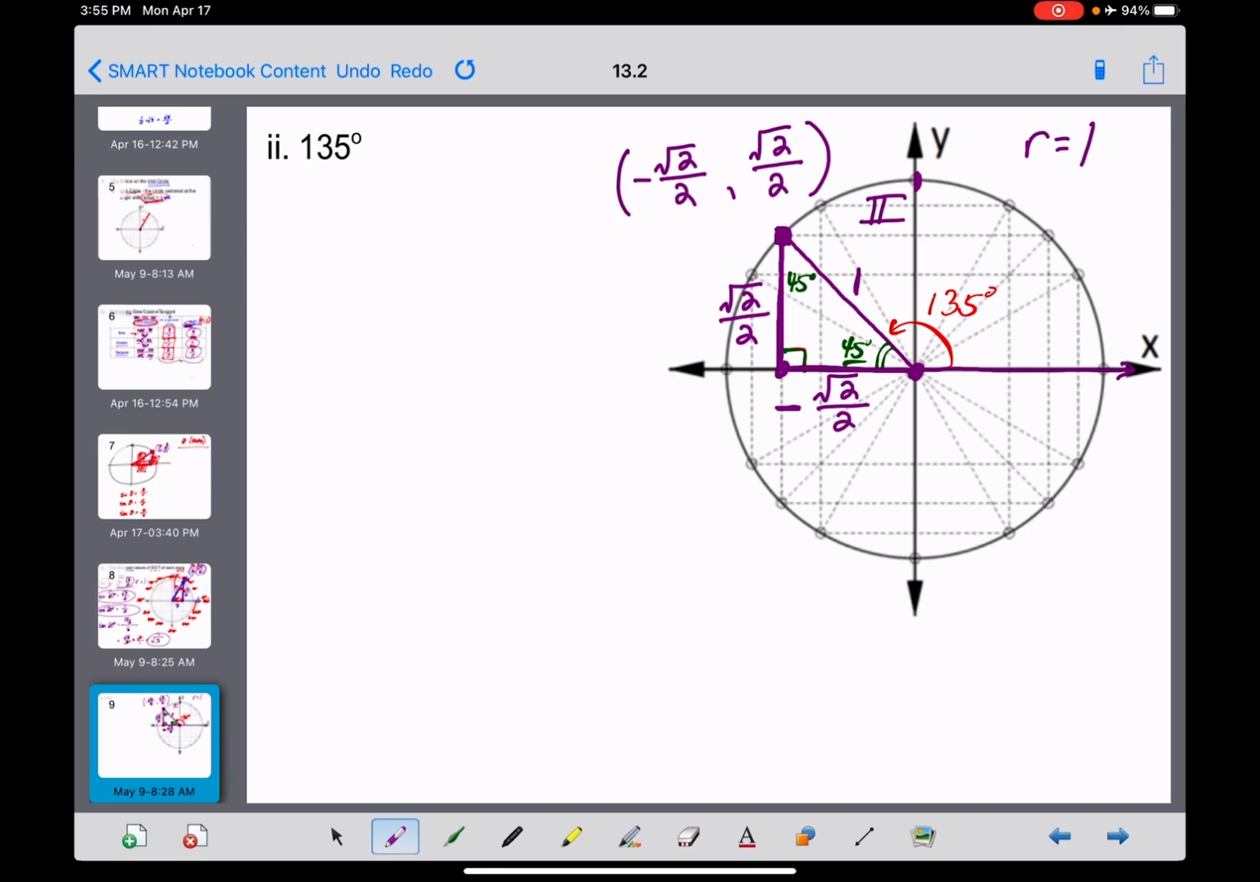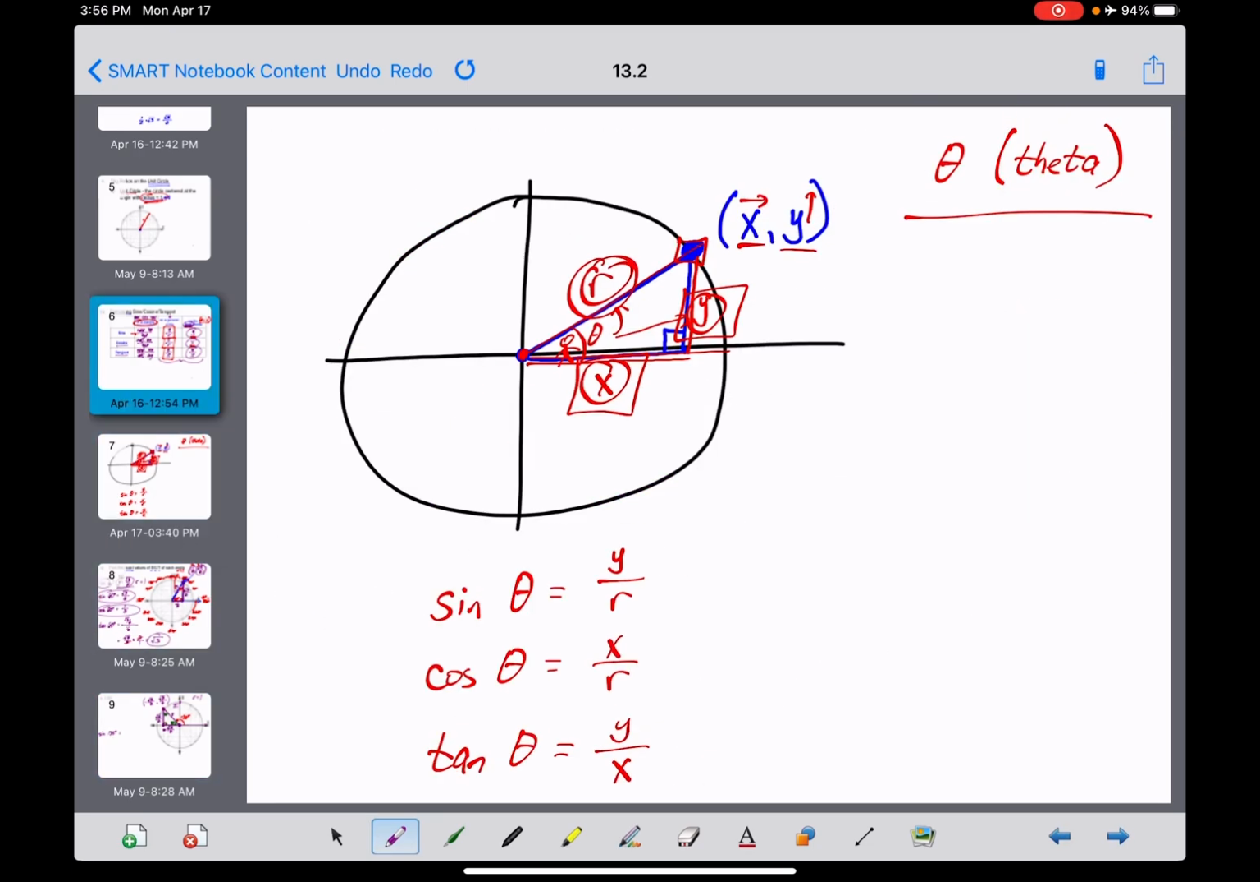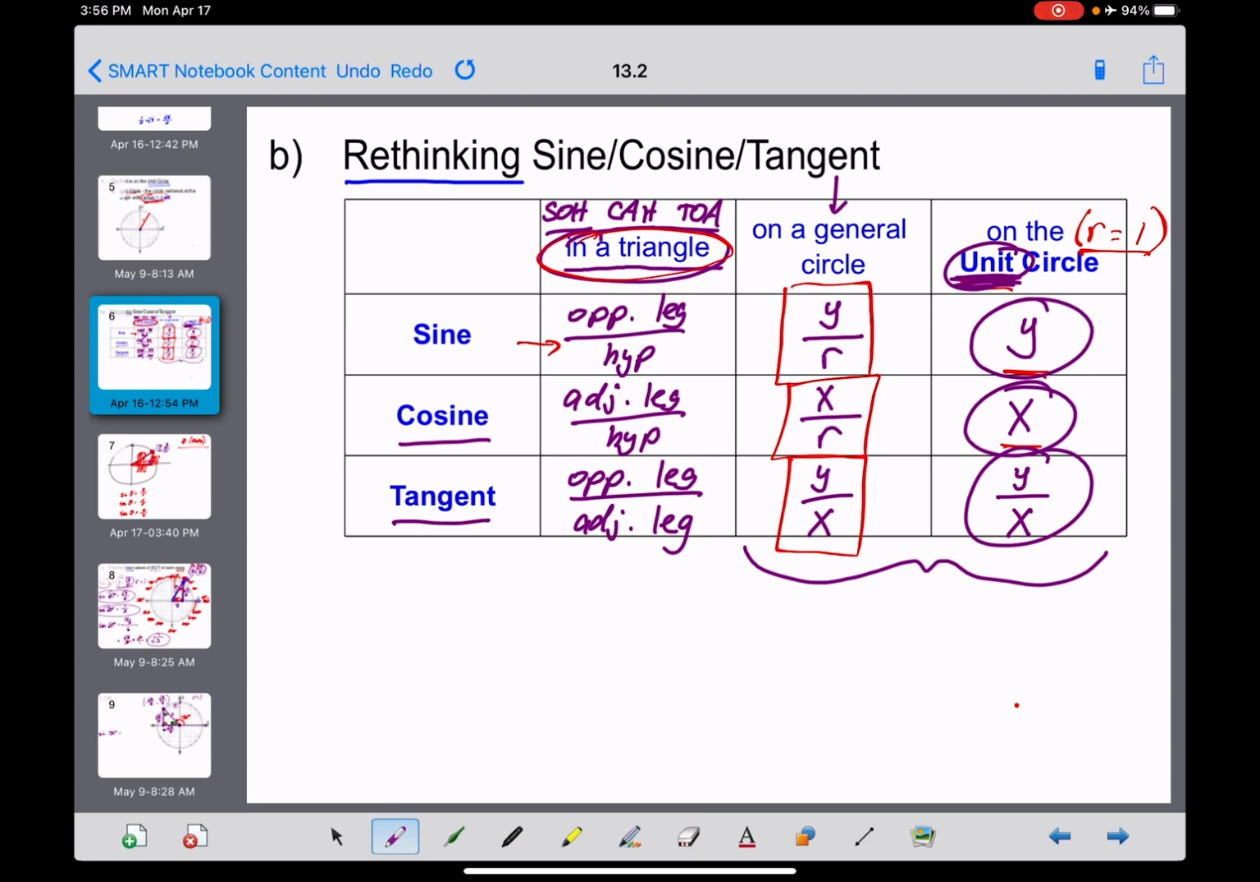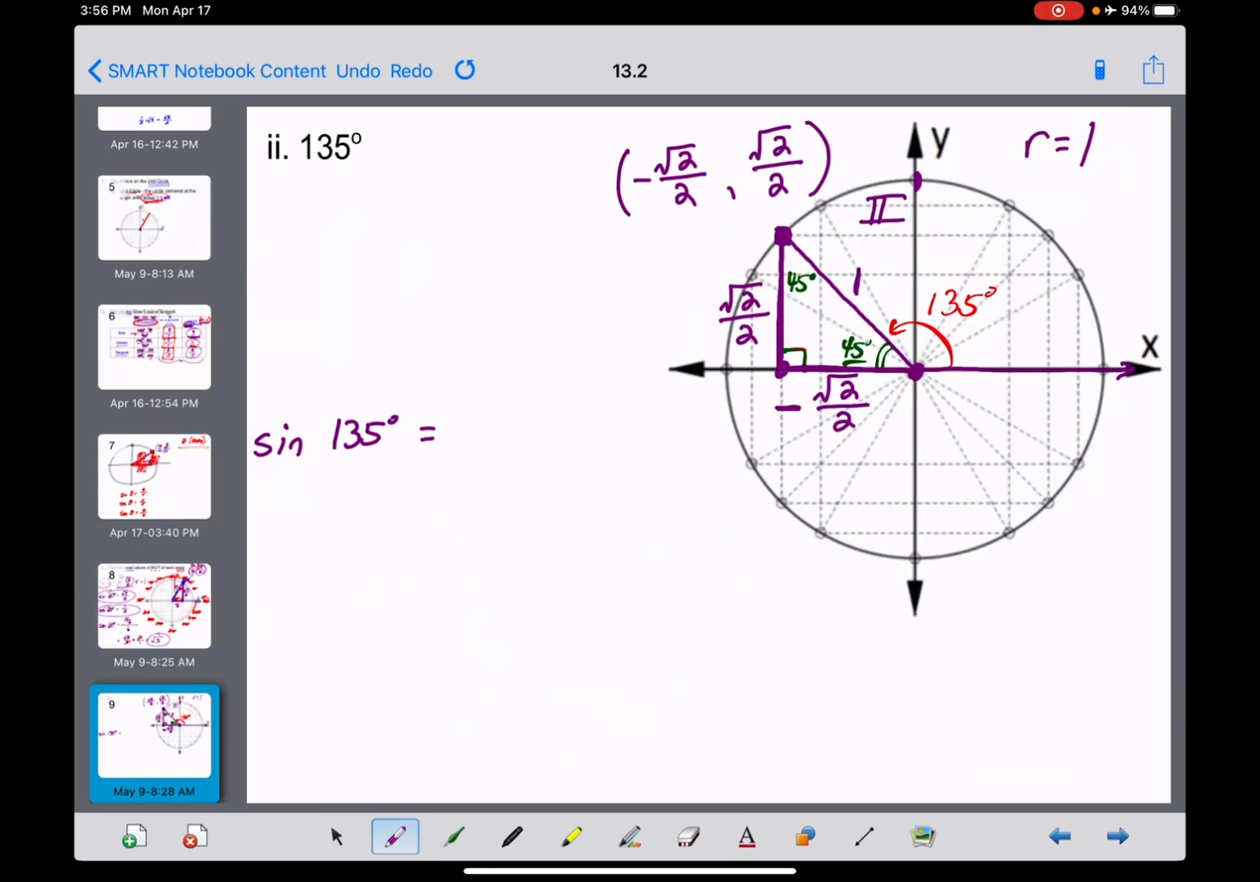So let's get rolling here, guys. The sine of 135 degrees. Now, once again, I don't expect you guys to have this memorized yet, but here you go. On the unit circle, where your radius is 1, sine is just equal to your y-coordinate. So the y-coordinate is given right here, everybody, root 2 over 2.